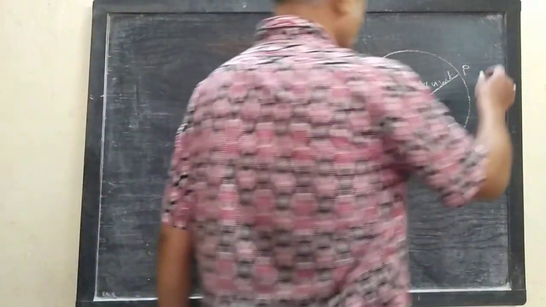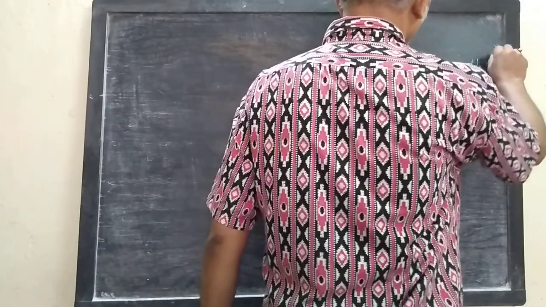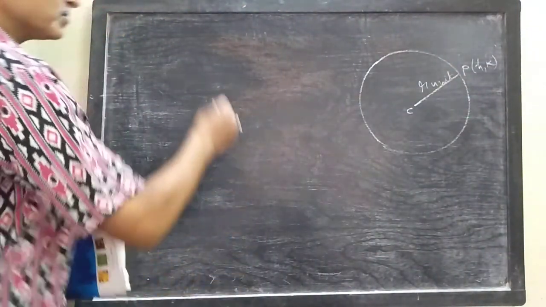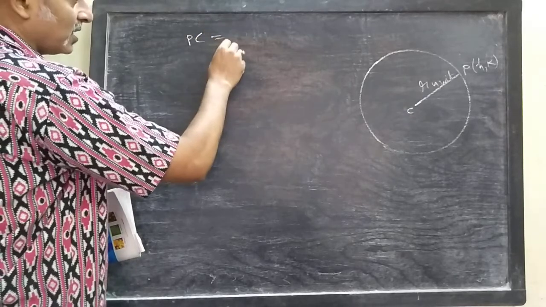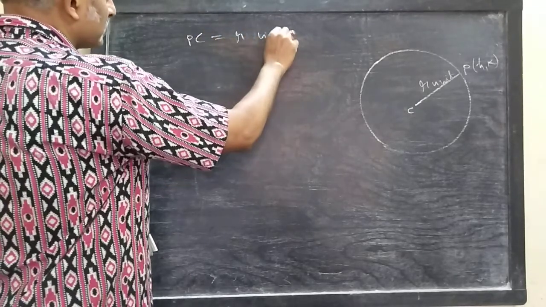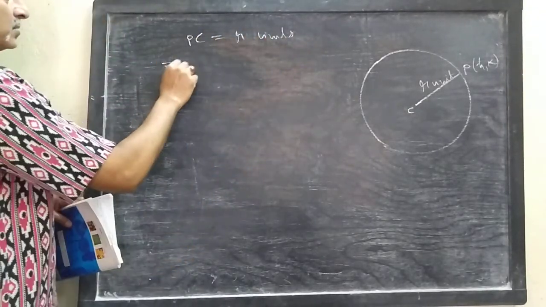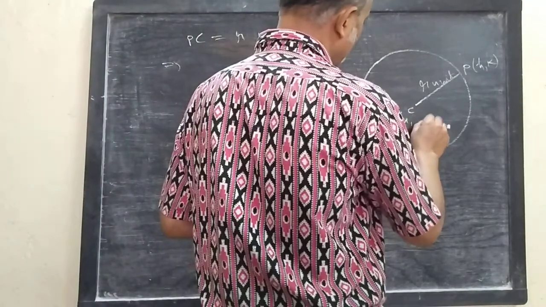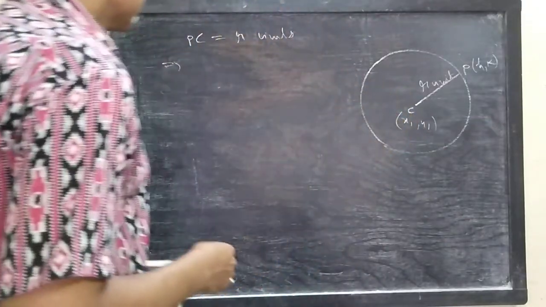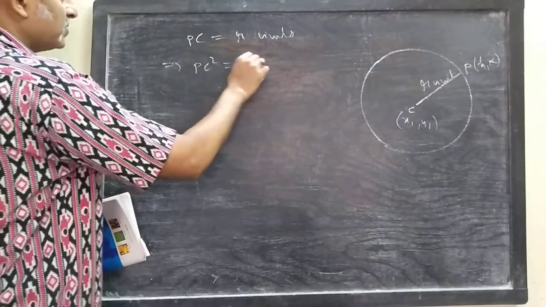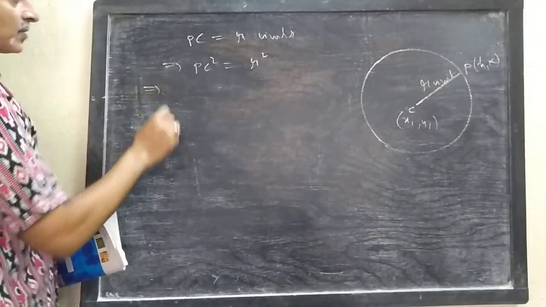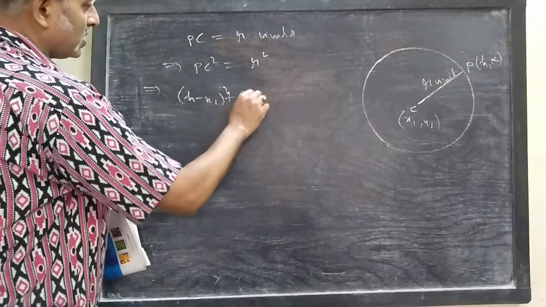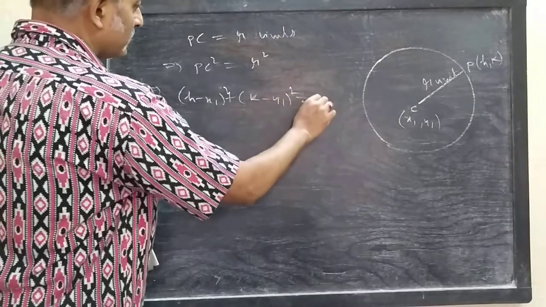So let us find its equation first. Let P(h, k) be any point belonging to the locus. Then according to the given condition, PC is r units. That implies, suppose we take coordinate of the center as the point (x1, y1). So now we have PC square equals r square. So PC square will be (h minus x1) whole square plus (k minus y1) whole square equals r square.